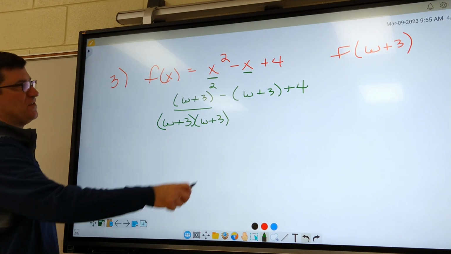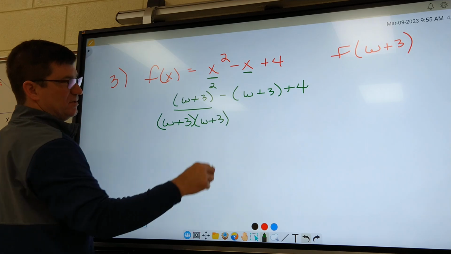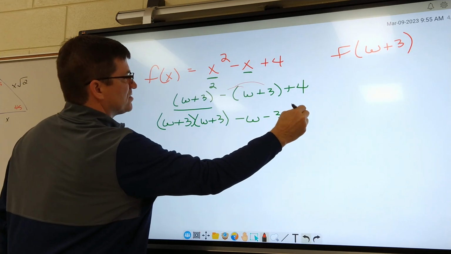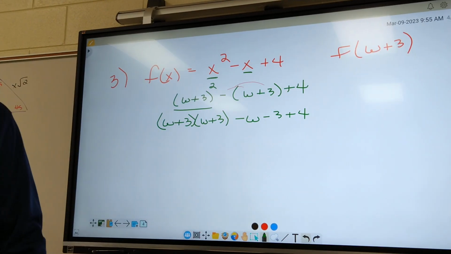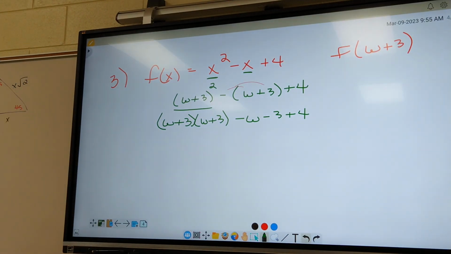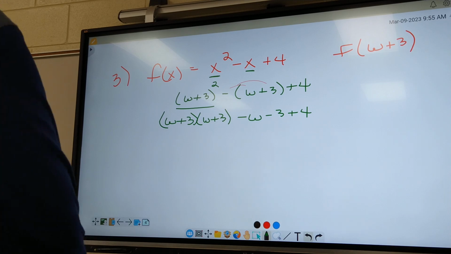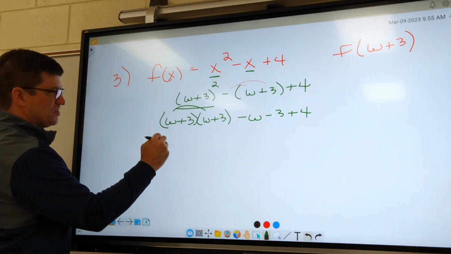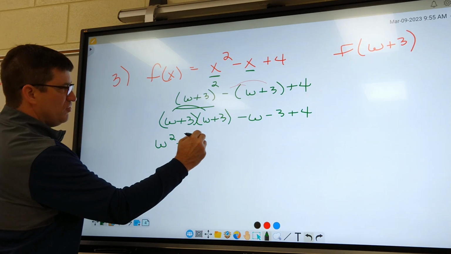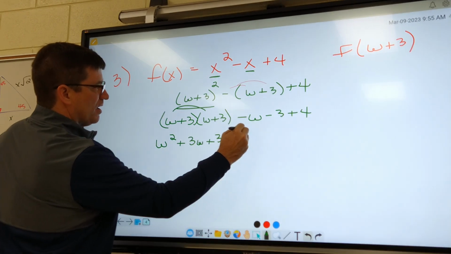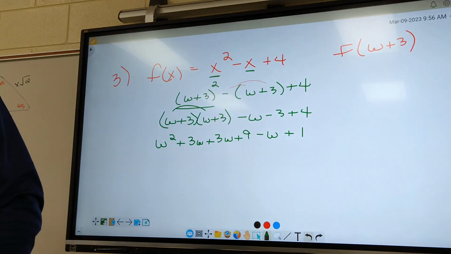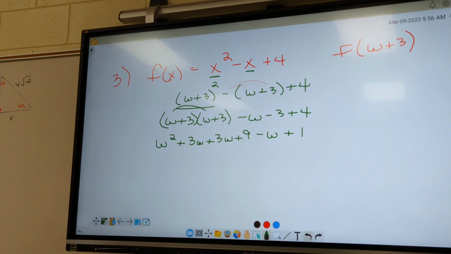All right, what do we do if it's got a minus in front of this parenthesis? We got to distribute. So that'll be minus w and minus 3. I'm going to stop. I'm going to let you guys do your full method. Combine your like terms and see what you get. All right, so let's see what we got. If I fold this out, I got w squared plus 3w plus 3w plus 9. All right, combine all your like terms now, and that's your answer.